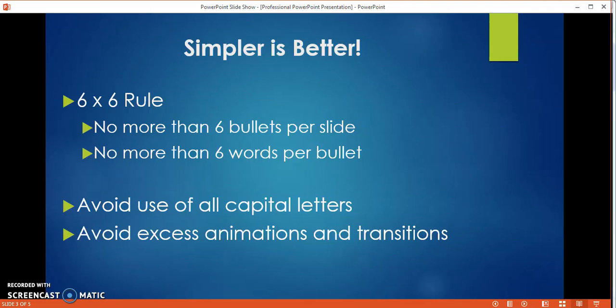You want to avoid the excessive animations and transitions. Animations, that's when the effects for certain words or a certain bullet when they come, a picture when they come onto the actual slide. Transitions, that's when there's one slide transitioning to a second slide. So you want to not do a whole bunch of crazy things that are going to be zooming in and out of the page. And you always want to use sans serif fonts.